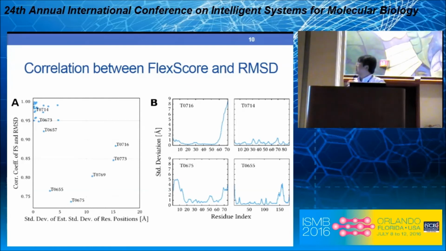That's what's shown here. But if proteins have large flexible regions, like tail regions or in the middle like this, then FlexScore and RMSD start to deviate to some degree, because even a model which is not close to the crystal structure may not be penalized as much by FlexScore if the flexibility is coming from flexible regions.